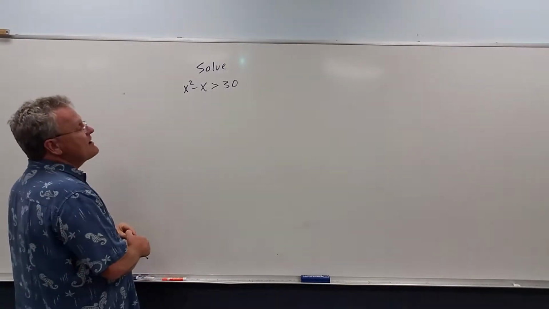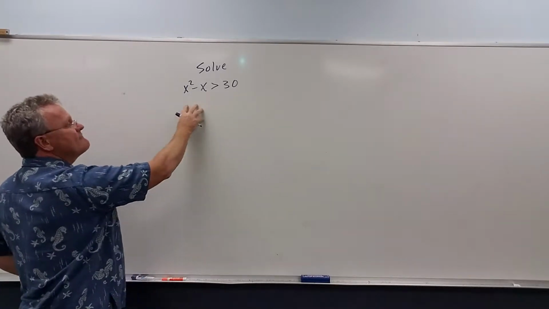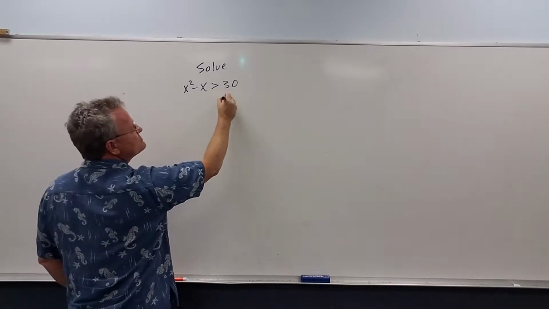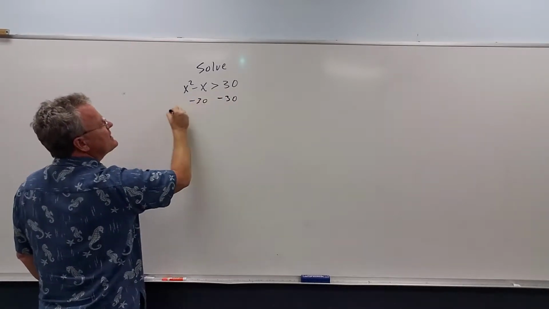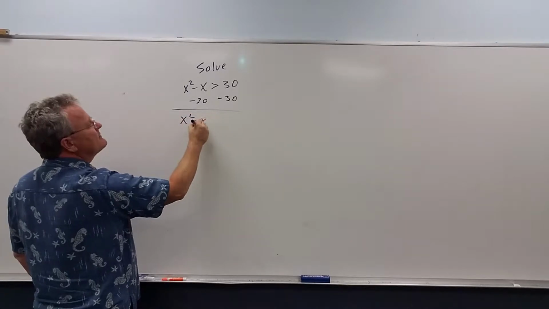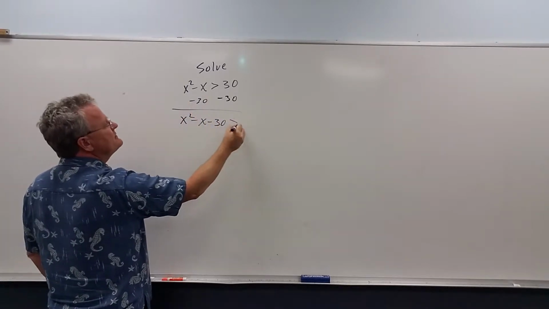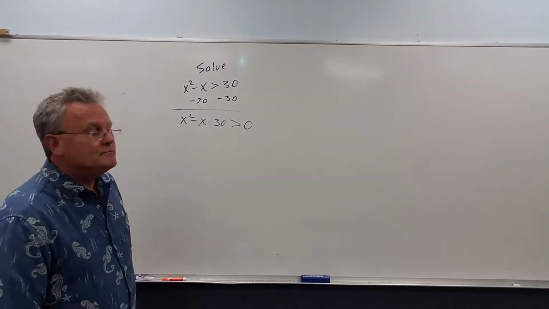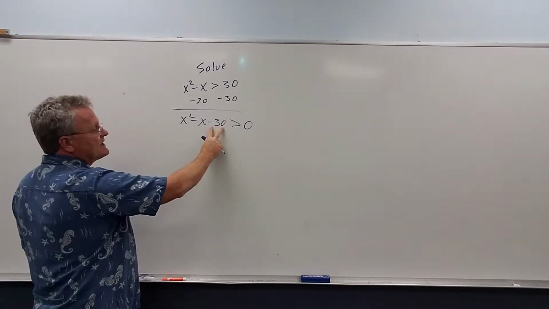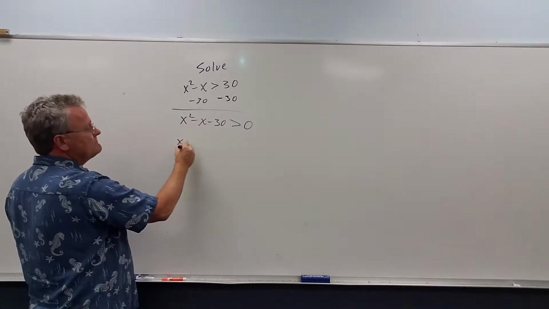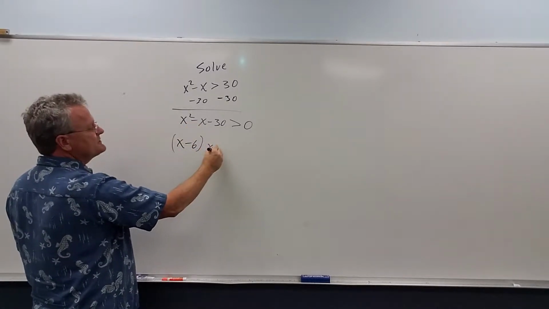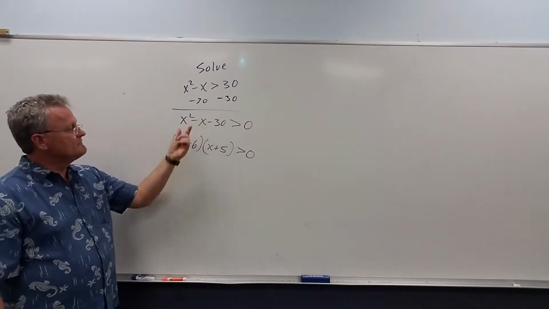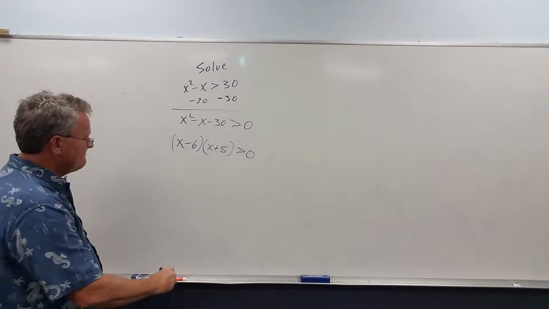So, to solve quadratic inequalities, we first want everything on the left side, 0 on the right. So let me subtract 30 from both sides. And we get x squared minus x minus 30 is greater than 0. And we factor. What two numbers multiply to negative 30 but add to negative 1? Well, our numbers are negative 6 and positive 5. Multiply to negative 30 but add to negative 1.